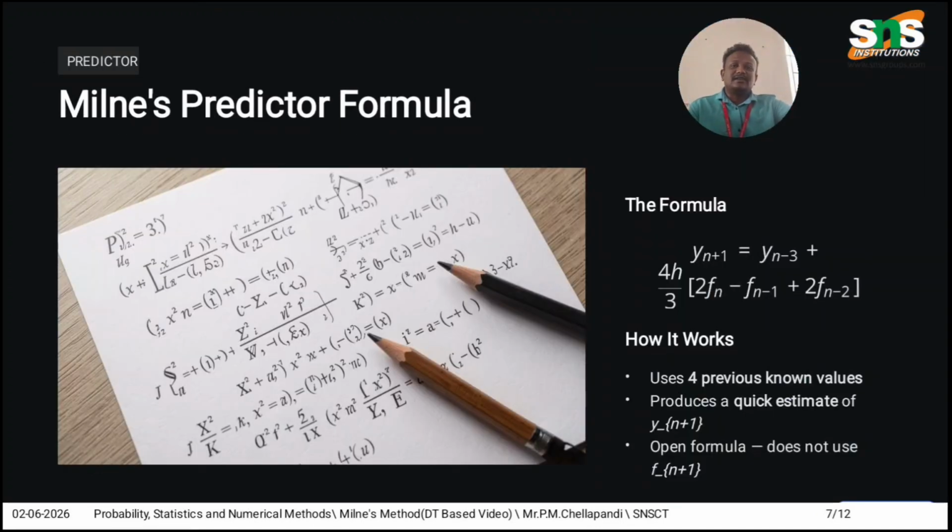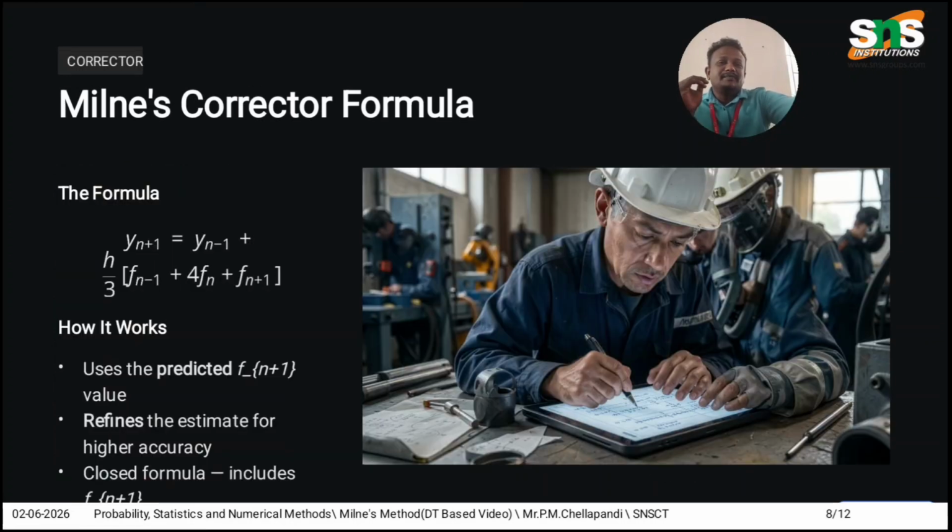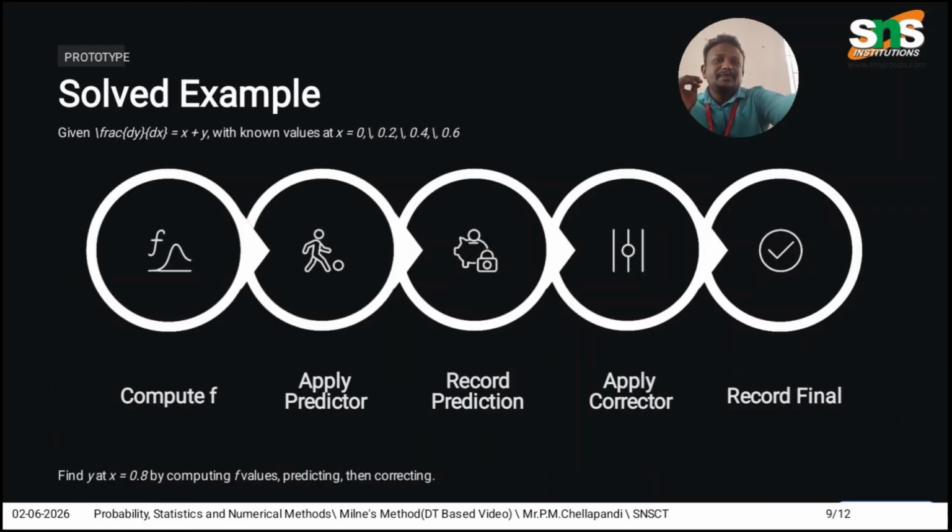So the next topic is predictor. Let us understand what is the predictor formula. The predictor formula estimates the next value using previously known information. This formula uses 4 previous values. The important point here is that it does not require the new function value directly. That is why it is called an open formula. The predictor gives us a quick estimate of the next value, right? So let us go to the next slide. Here we have the corrector formula.